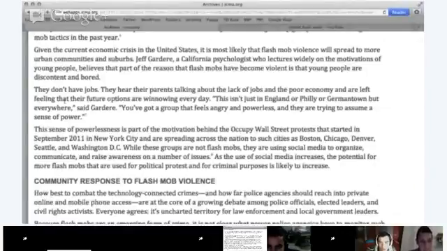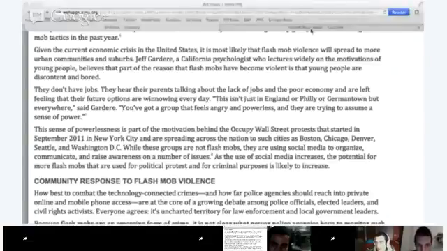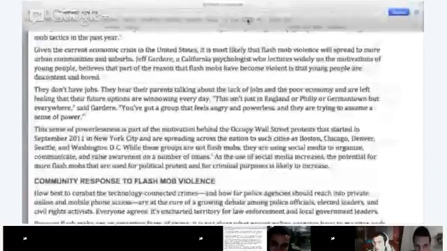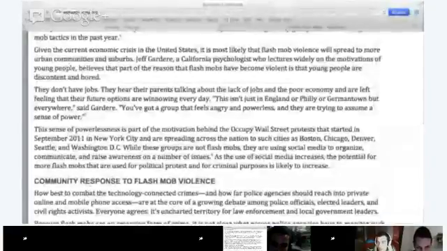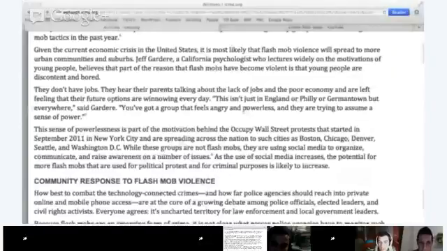They don't have jobs. They hear their parents talking about the lack of jobs and the poor economy and are left feeling that their future options are winnowing every day. This isn't just in England or Philly or Germantown, but everywhere, said Gardner. You've got a group that feels angry and powerless, and they are trying to assume a sense of power.